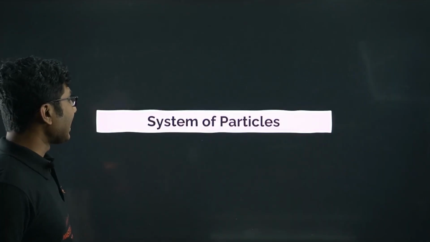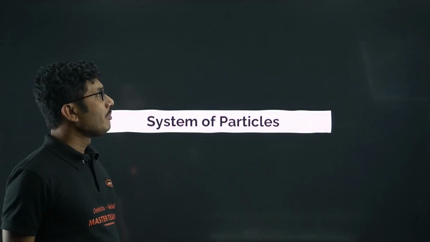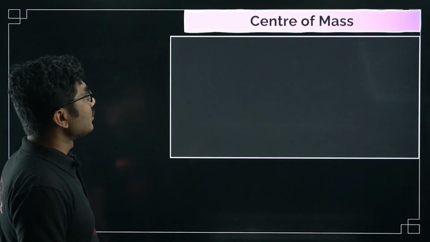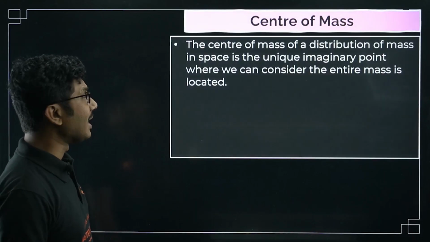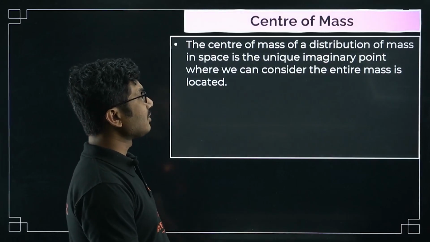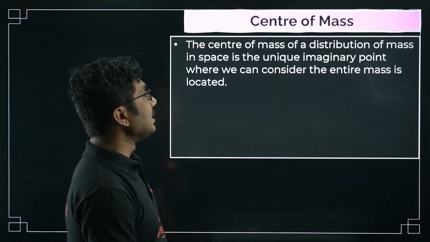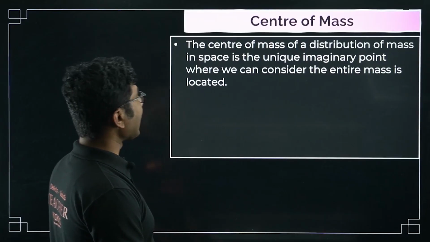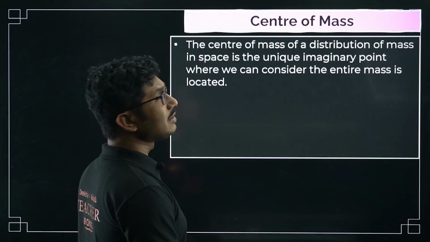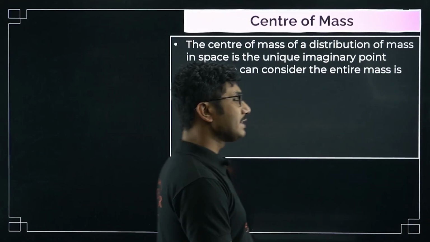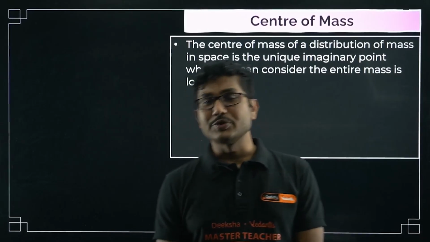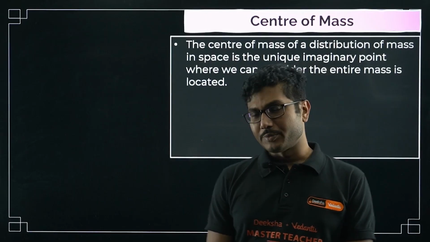Now let's start with the first chapter, system of particles and rotational motion. So first we are going to discuss center of mass. The center of mass of a distribution of mass in space is the unique imaginary point where we can consider the entire mass is located. Now this point can be inside the object, it can be outside the object as well.